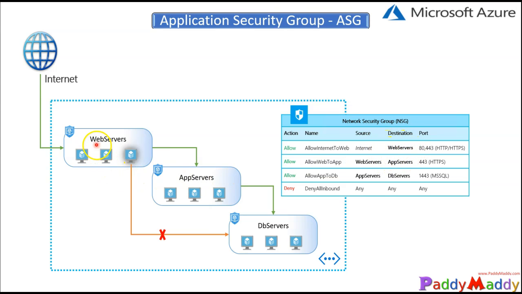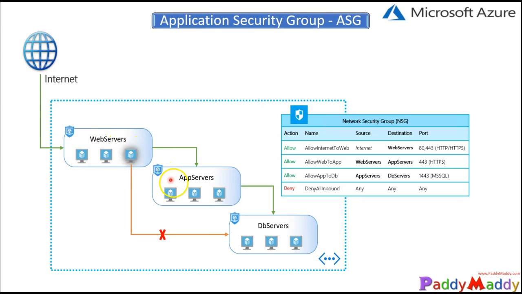That means web servers is the application security group name. So these three servers fall under it; what we have done is we have grouped them and labeled them as web servers, so that's the name we have given for this ASG name. So it can communicate on port 80 and 443. That's good. And for the app servers, both can communicate here.